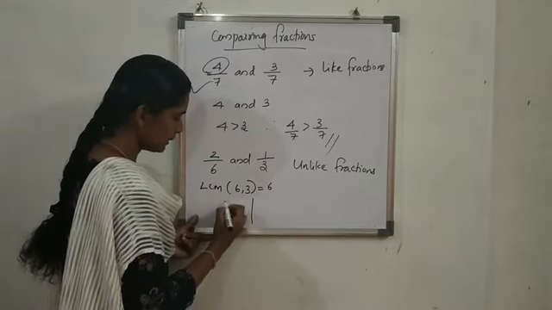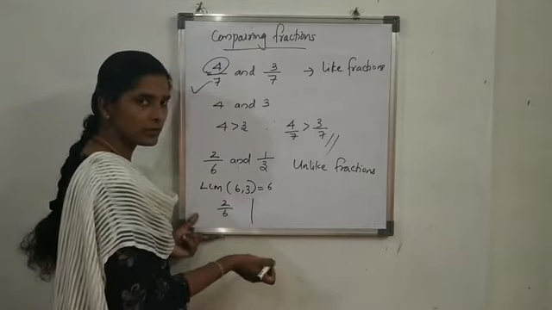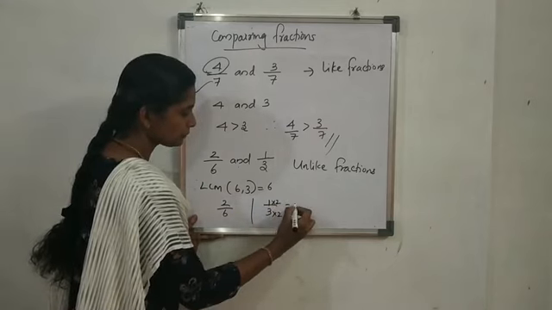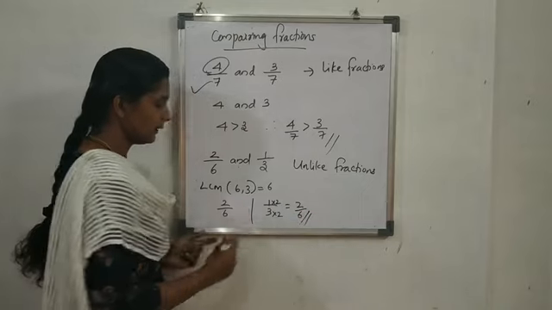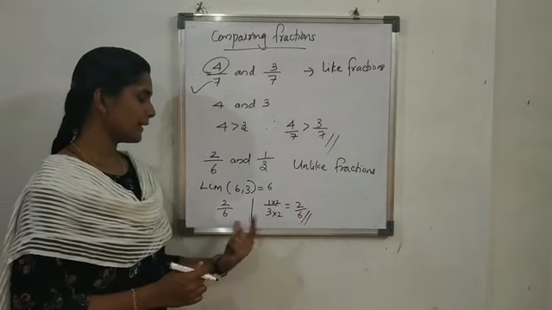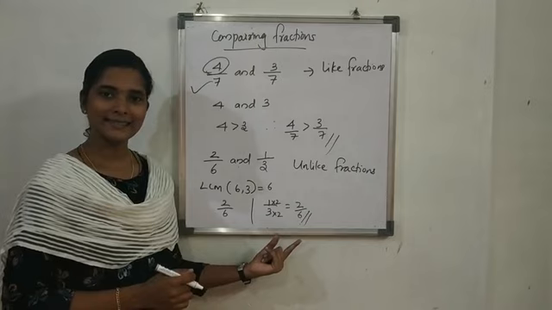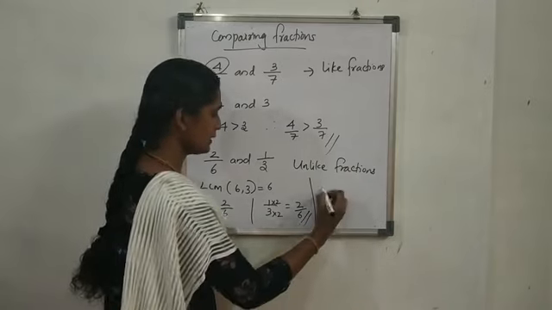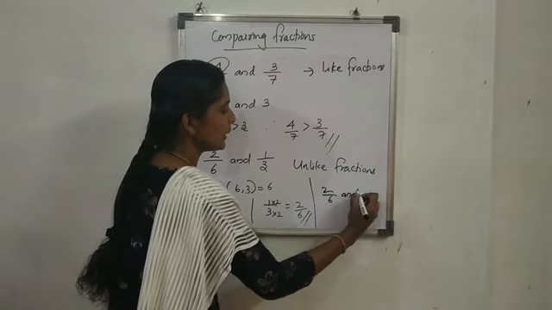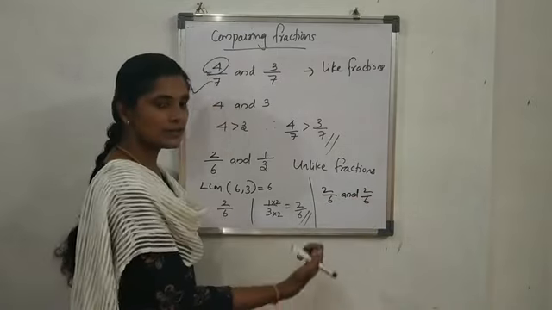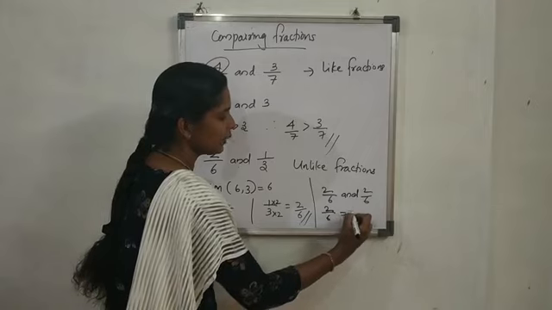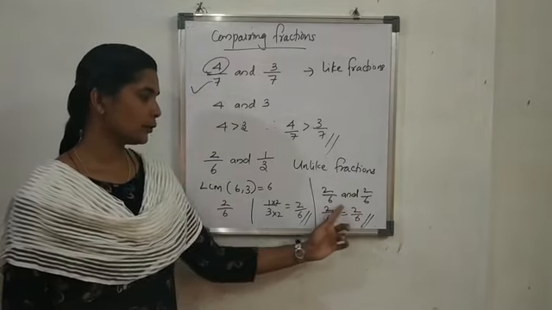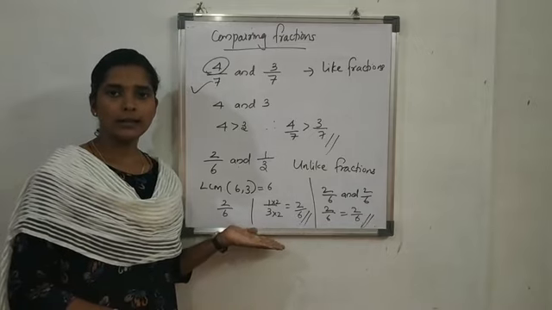The first number is 2 by 6 only. No need of changing that one. The second one is 1 by 3 multiplied with 2. That is 2 by 6. Then we get the two numbers, 2 by 6 and 2 by 6. Then we can compare. Comparison means which one is greater? Both are equal. 2 by 6 is equal to 2 by 6. Both the numerators are equal, 2 and 2. Therefore these two are equal.